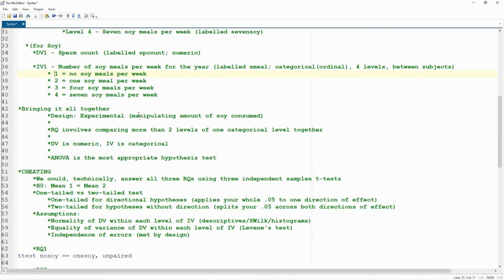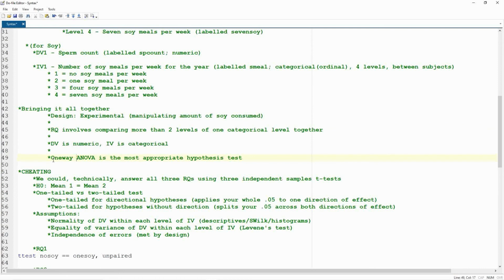So if we bring all this information together, the first thing we can ascertain is it's an experimental design. And we know this for two reasons. One, we are manipulating the amount of soy consumed. And two, because I told you at the start that we're now looking at experimental designs. The research question involves comparing more than two levels of one categorical IV together. But our hypotheses are specifically comparing two at a time. Our DV is numeric and our IV is categorical. So Anova, specifically one-way Anova, is the most appropriate hypothesis test.